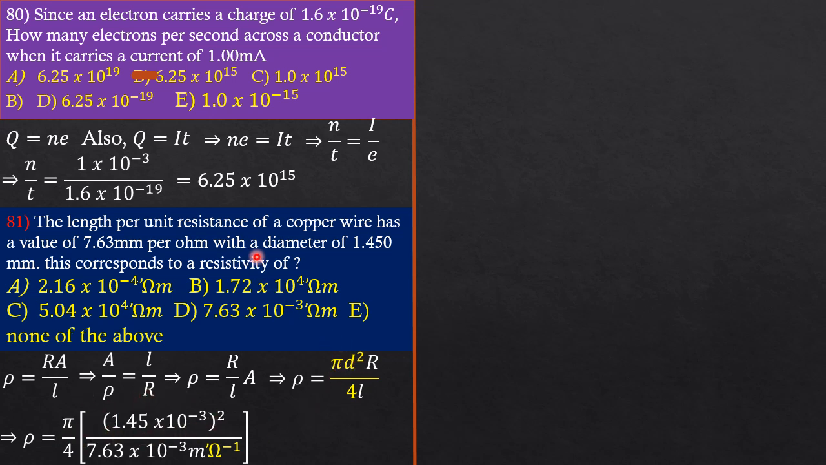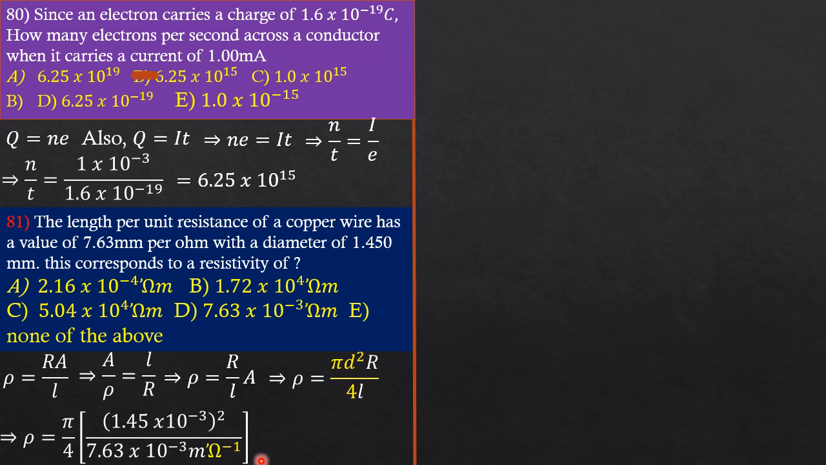The diameter is 1.45 millimeters. If we put that to meters, we are going to have 1.45 times 10 raised to the power negative 3, since everything has to be squared. Then R is up, L is down. If we want L over R, we have to bring it down, which is simply going to be 7.63 times 10 raised to the power negative 3. Since they gave us millimeters, we have to put that to meters by multiplying by 10 raised to the power negative 3 meters per ohm.